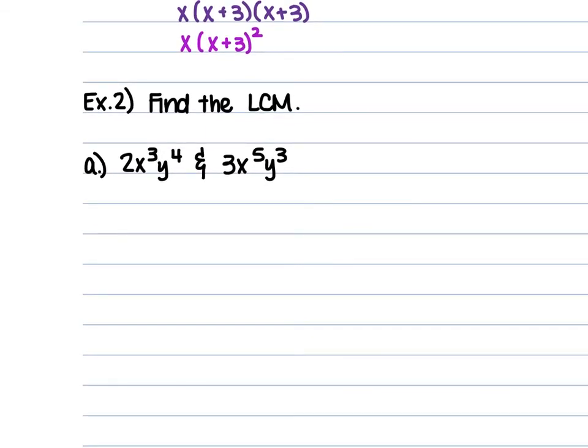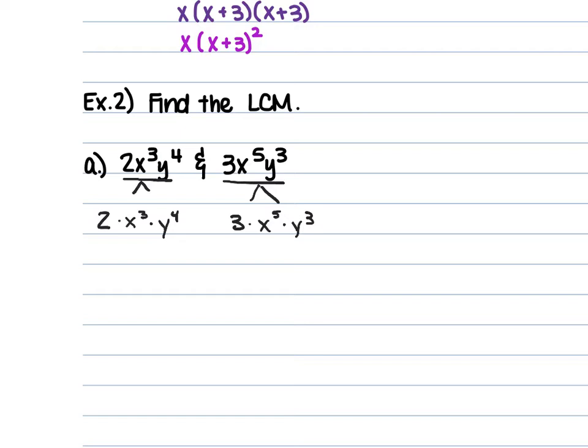So the first thing we're going to do is factor each of these completely. There's really no factoring to be done here. There's no GCFs to pull out here. We're going to find the least common multiple for these two things. So if you think about it, this is actually 2 times x cubed times y to the 4th power, right? And then this one over here is 3 times x to the 5th power times y to the 3rd power. I'm not doing anything other than just talking about exactly how that's written. So I want to look at those two things and find out what is the highest multiple letter, number.